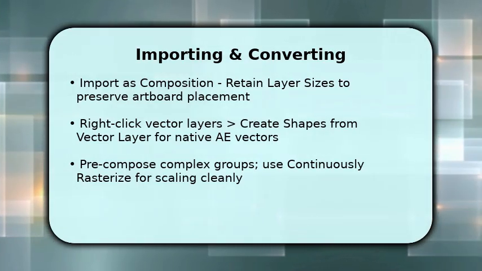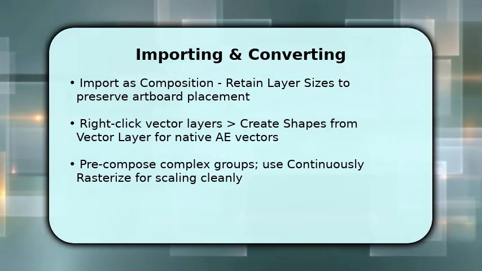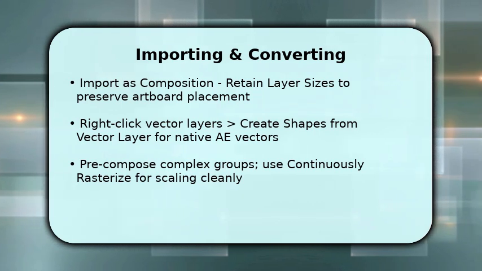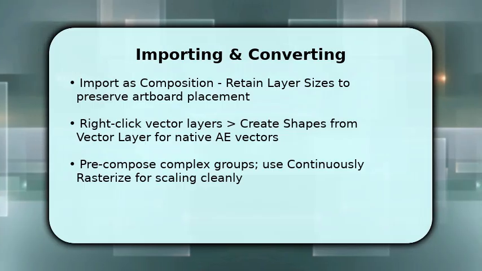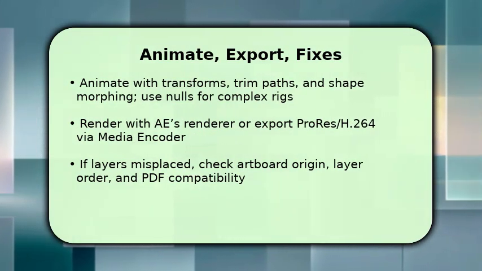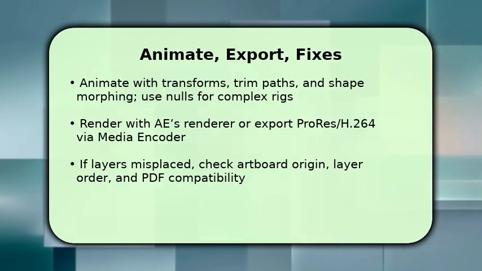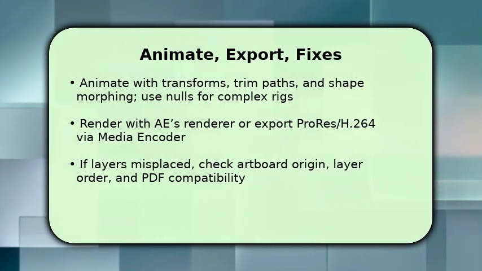Make pre-comps for grouped elements you'll animate together, and enable continuously rasterize or collapse transformations where needed so scaling stays crisp without pixelation. Finish by animating and exporting while watching for common issues. Use position, scale, rotation, and anchor adjustments for motion, add trim paths for stroke animation, and rig multiple parts with null objects so timing stays consistent.